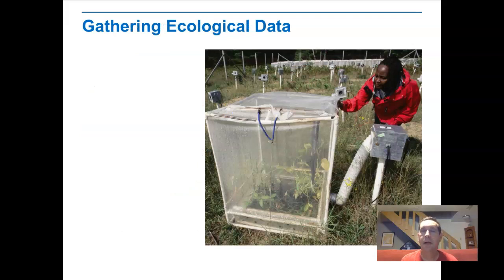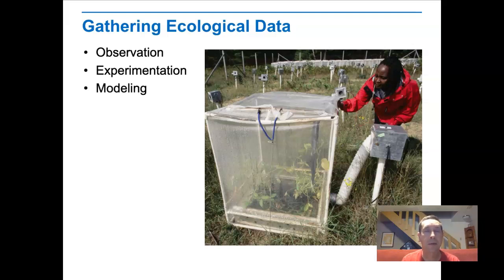So how do ecologists gather data? Through observation, obviously. That's how all scientists gather data. Through experimentation, primarily with field studies, not lab studies, though. Modeling, there's a lot of modeling of systems where we can make predictions about how the system will change based on various changes that are going on.